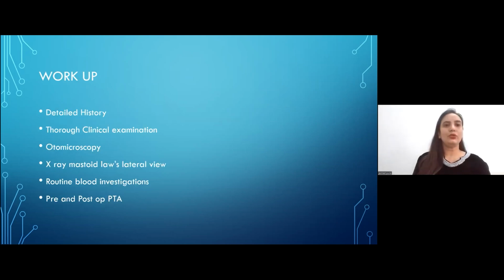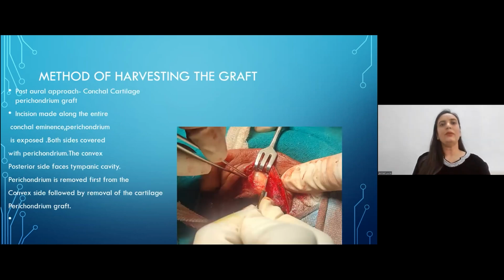The workup included detailed history, thorough clinical examination, examination under microscope, routine blood investigations, and radiology included X-ray of mastoid bone, Law's lateral view, and pre- and post-op pure tone audiometry was also conducted to see the audiological improvement. Now coming to the method of harvesting the graft, in the postaural approach, conchal cartilage graft was harvested.